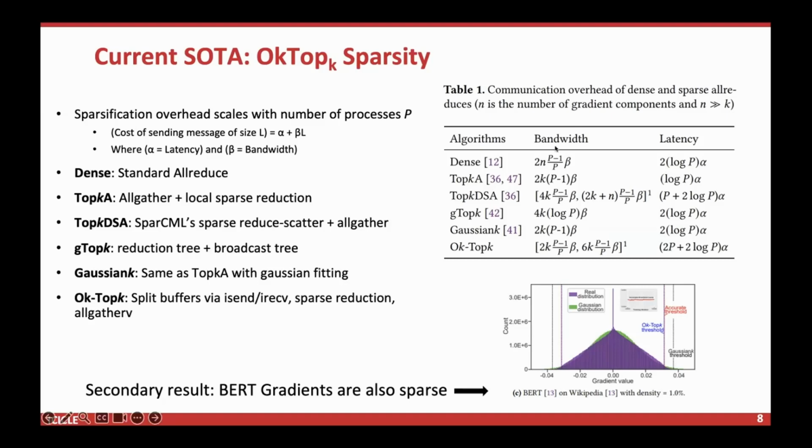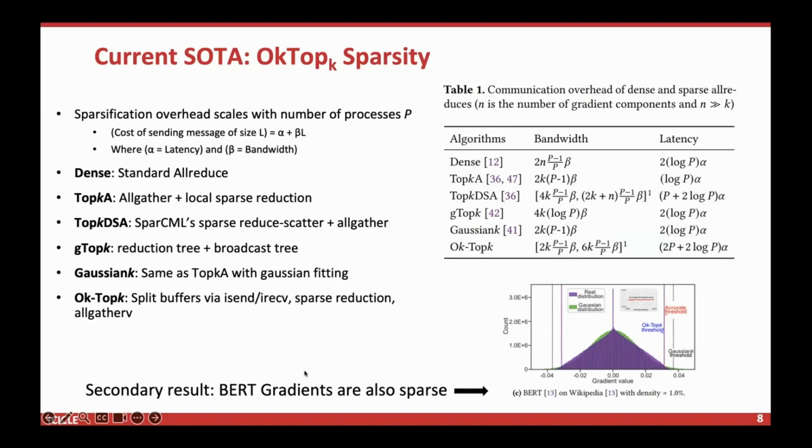And the right-hand table shows the bandwidth and latency communication cost for each of these algorithms, with bandwidth-dominated terms and latency-dominated terms. From this analytical comparison, you can see that for OK-TopK the overhead doesn't depend on P, because when P gets larger, this (P minus 1) over P just simply cancels, right? And only the latency part scales in logarithm with P. So ideally OK-TopK should scale pretty well.